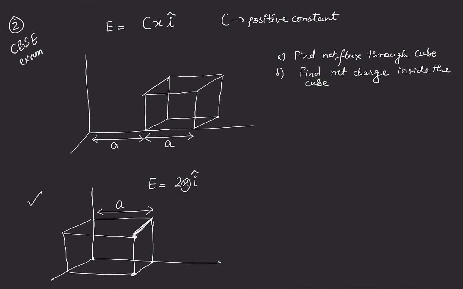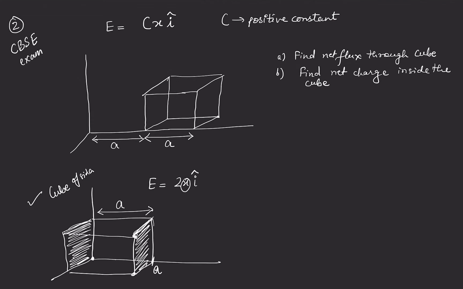So here x coordinate of the point is 0. So for all this plane which I am shading, the x coordinate of the point is 0, and for this plane which now I am shading here, the x coordinate of the point is a, because we are given a cube of side A.